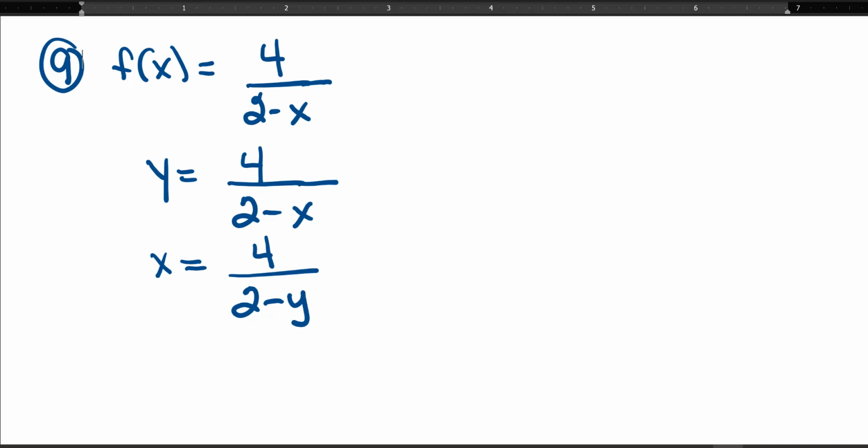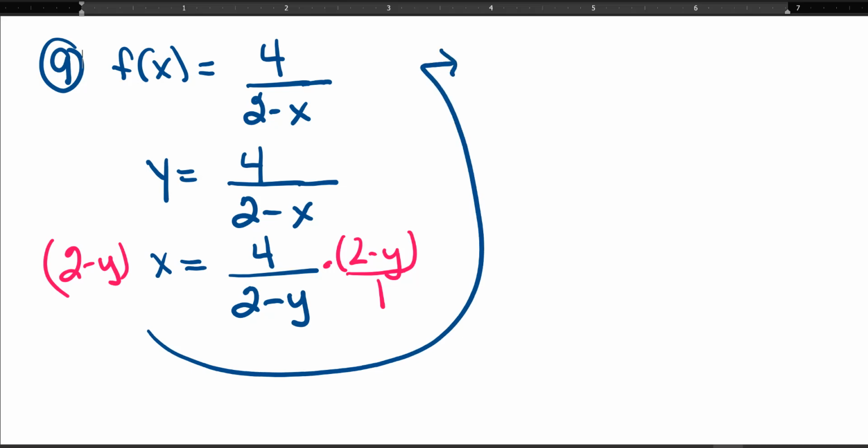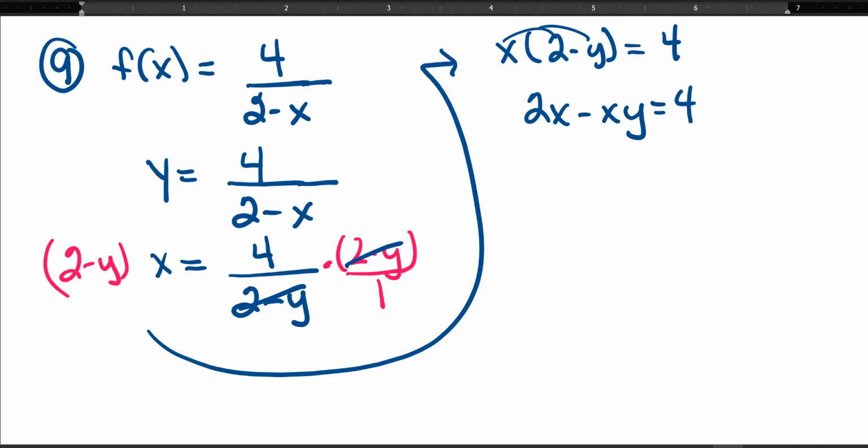So what we're going to do, I want to get rid of this denominator. We're going to multiply both sides of the equation by 2 minus y on both sides. So then on the left-hand side, you have here x times 2 minus y. On the right-hand side, the 2 minus y is canceled out. We have 4. And then let's distribute the x. We have 2x minus xy equals 4.